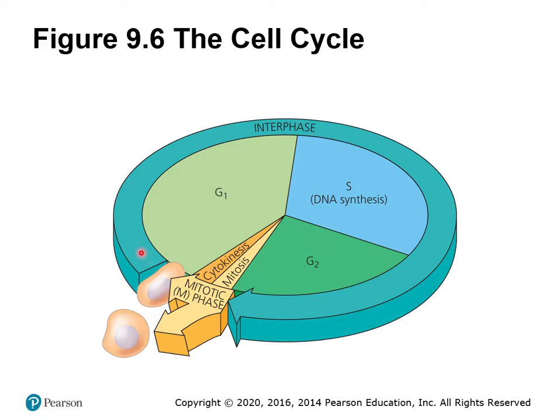So make sure you realize you have interphase, mitosis, and cytokinesis as the cell cycle. Interphase, where you spend 90% of your time, is G1, S, and G2. And mitosis, we'll see, is divided into 4 phases that I like to tell everybody to remember: PMAT, prophase, metaphase, anaphase, and telophase.